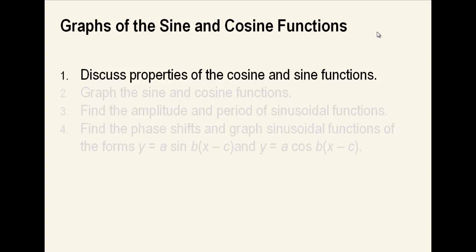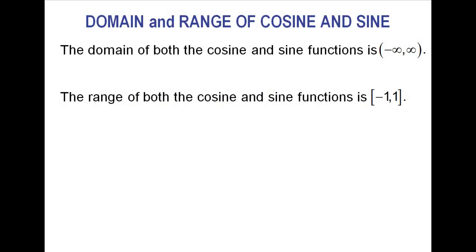In this lesson, we're going to look at the graphs of the sine and cosine functions. Let's start by discussing some of their properties. The domain of both of those functions, cosine and sine, is all real numbers. You can plug anything into it, and the range of both is also -1 to 1.